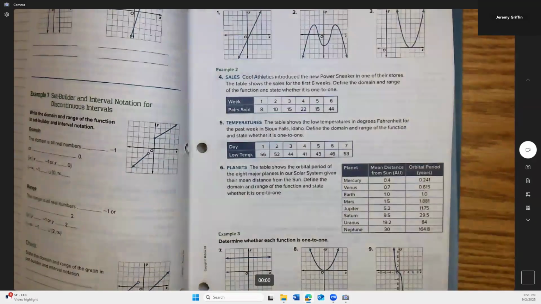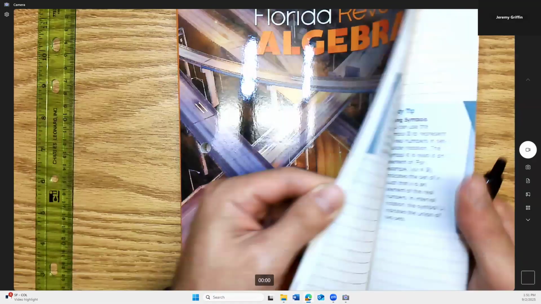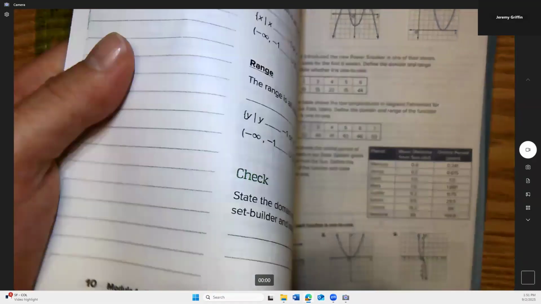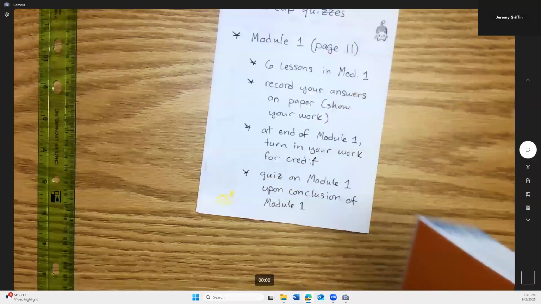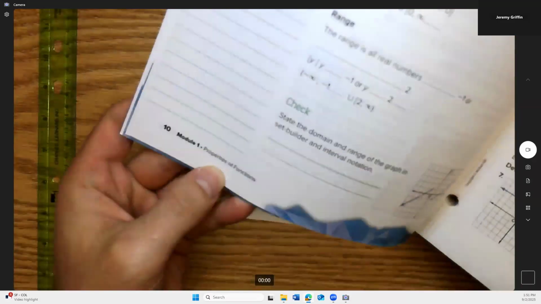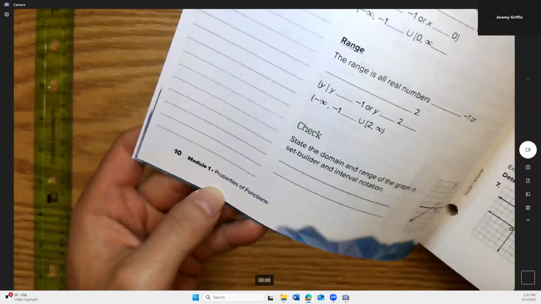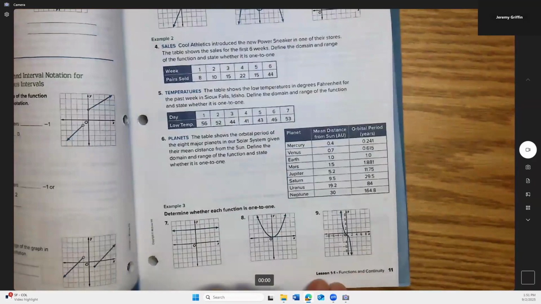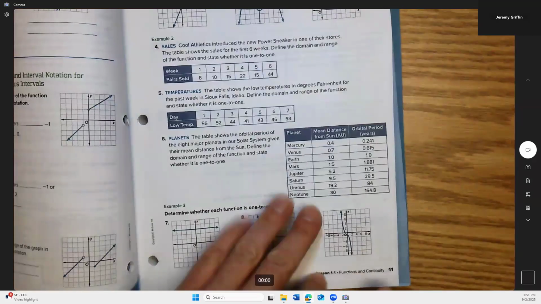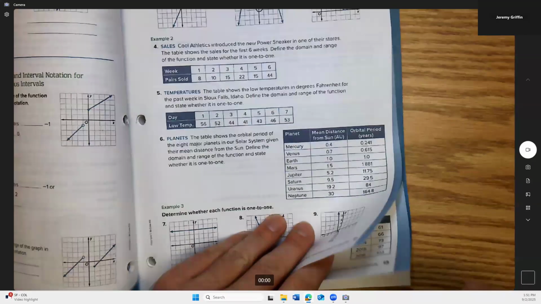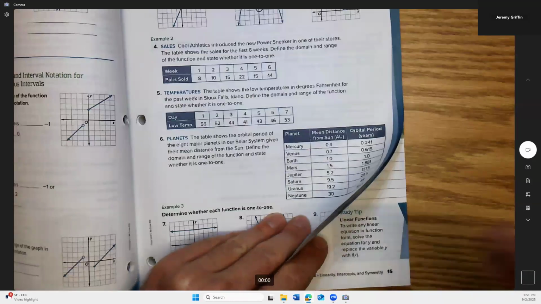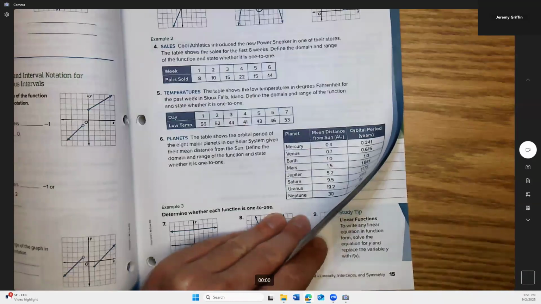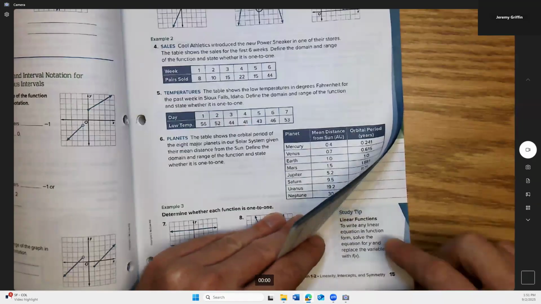Anyway, all right, so we're in module one. In the bottom left corner it says properties of functions on the even pages, and on the odd pages, down in the bottom right, it'll say what the lesson is. So lesson 1-1 is functions and continuity. We're going to take all day today just looking at 1-1. You got paper out?